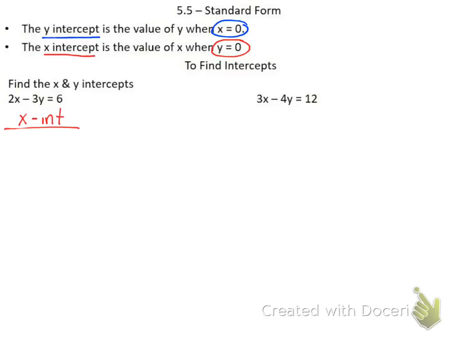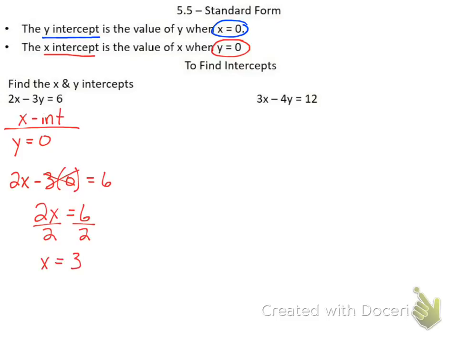Again, to find my x-intercept, I'm going to make y equal to 0. So I'm going to plug a 0 in for my y. So I have 2x minus 3 times y is equal to 6. 3 times 0 is 0, so I have nothing left here, and I'm left with 2x is equal to 6. After that, I can solve for x. I can divide both sides by 2 and get that my x-intercept is equal to 3.